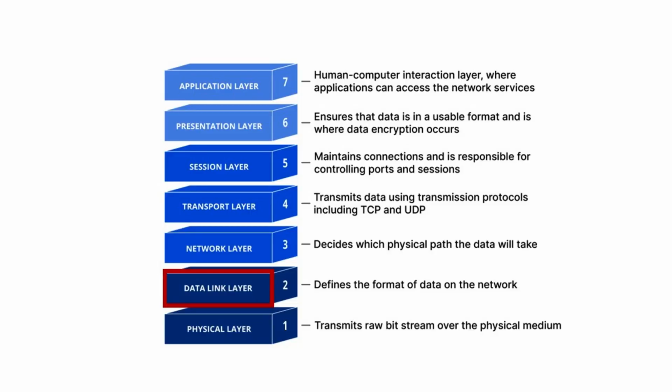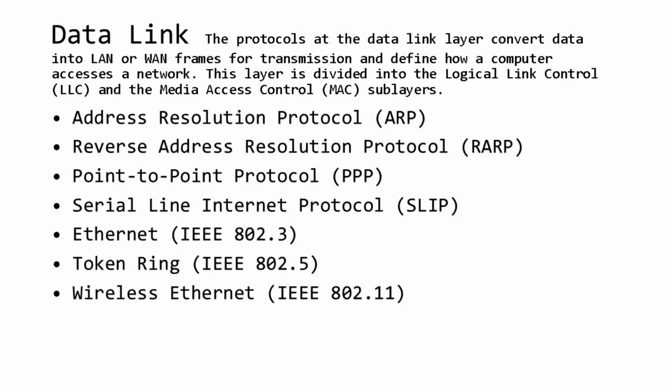Moving down from the network layer, we are now at the data link layer. The protocols at the data link layer convert data into LAN or WAN frames for transmission and define how a computer accesses a network. This layer is divided into the logical link control, LLC, and media access control, MAC, sublayers. Examples of some protocols that work at the data link layer are Address Resolution Protocol, or ARP, and Reverse Address Resolution Protocol, or RARP.